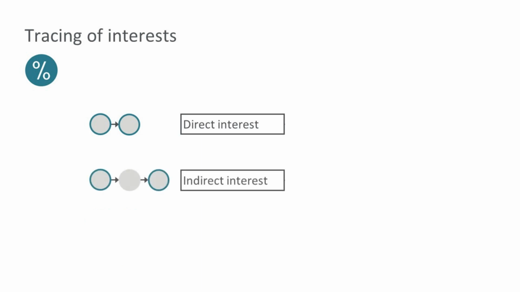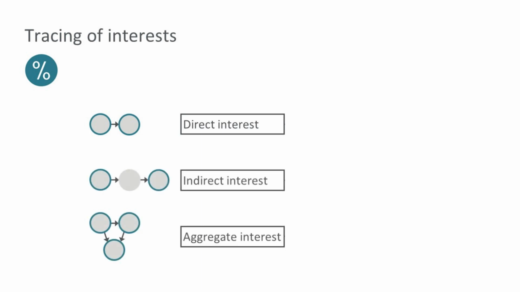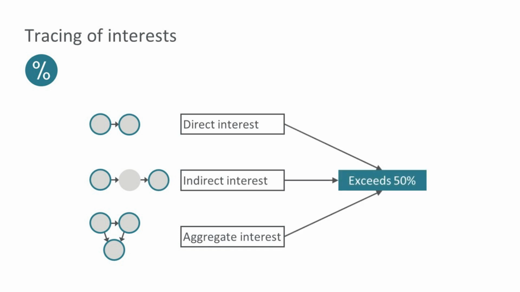We will now look at tracing of interests. Under the tracing provisions, an entity will be grouped with a corporation in which the entity has a controlling interest. A controlling interest exists if the entity has a direct interest, indirect interest, or an aggregate interest in the corporation and the total of those interests exceeds 50%. Let's take a look at some examples.